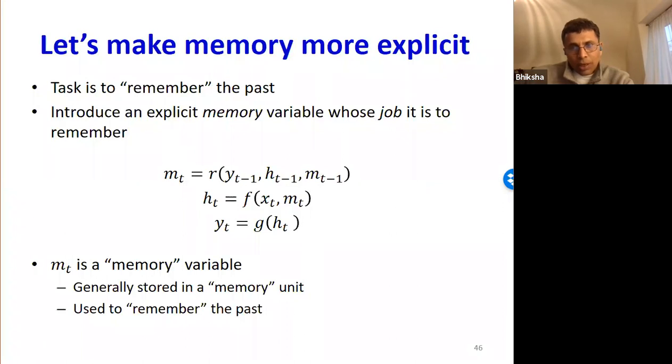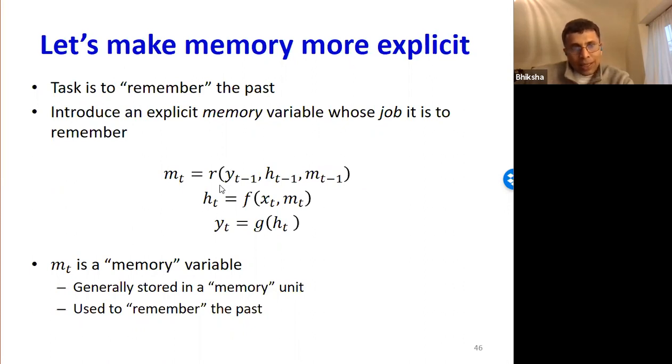So attempt one. Let's explicitly introduce a memory variable. And the job of the memory variable is to remember the past. That's it. So now we have this memory variable m_t, which is a function of the previous memory, and also other variables like the hidden states at the previous time and maybe the outputs at the previous time.